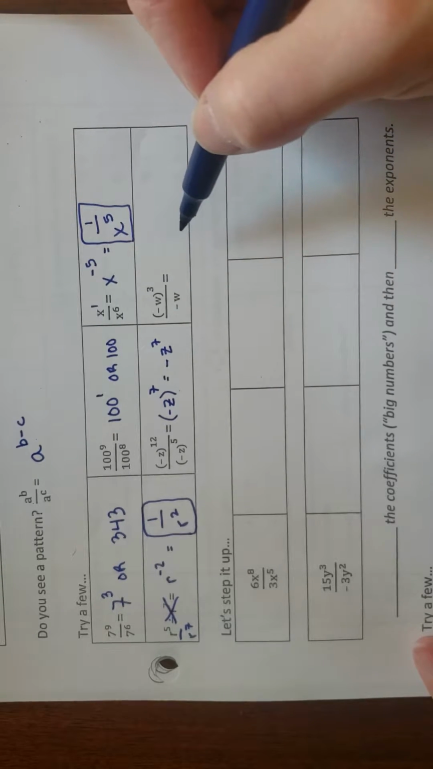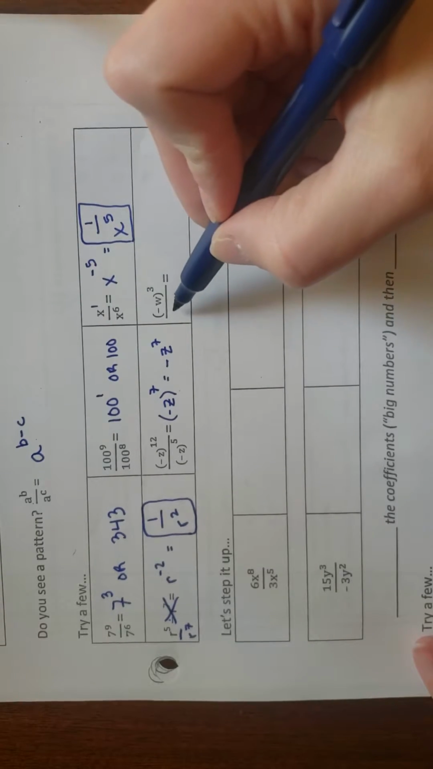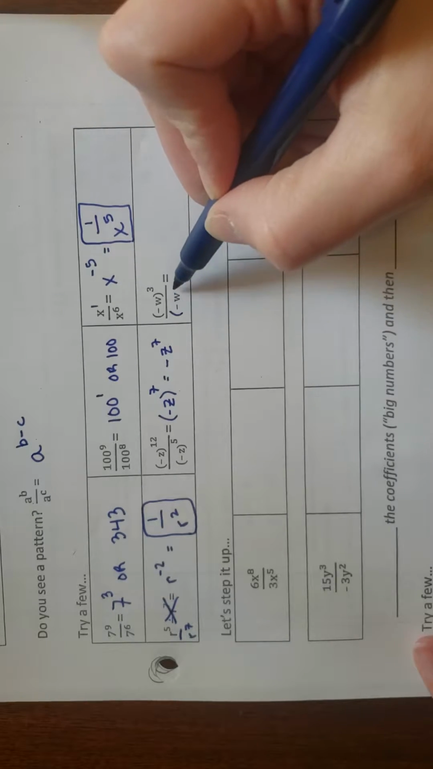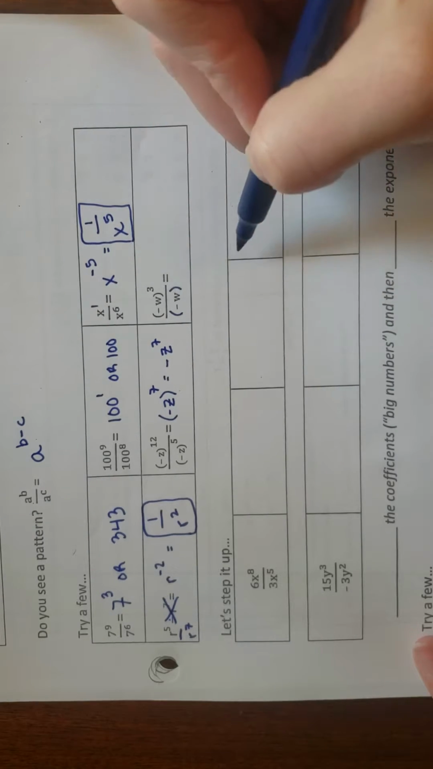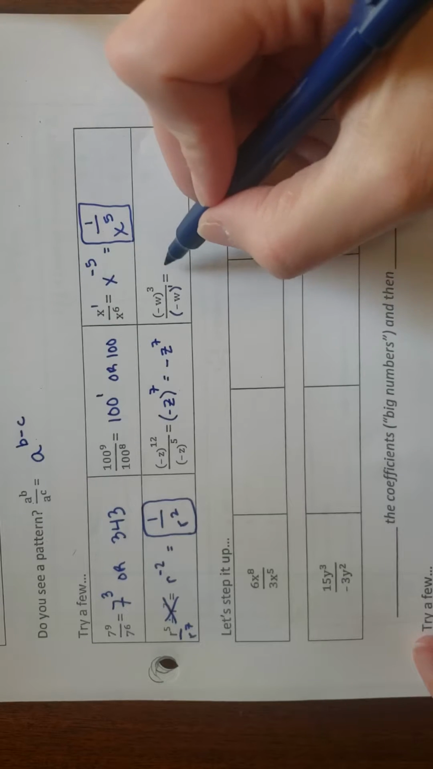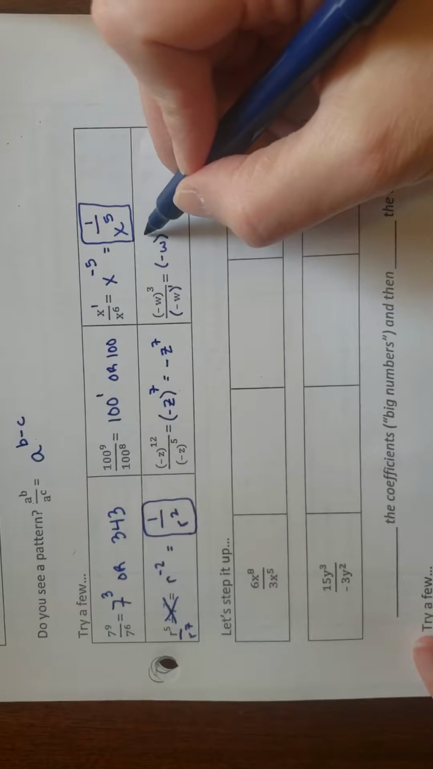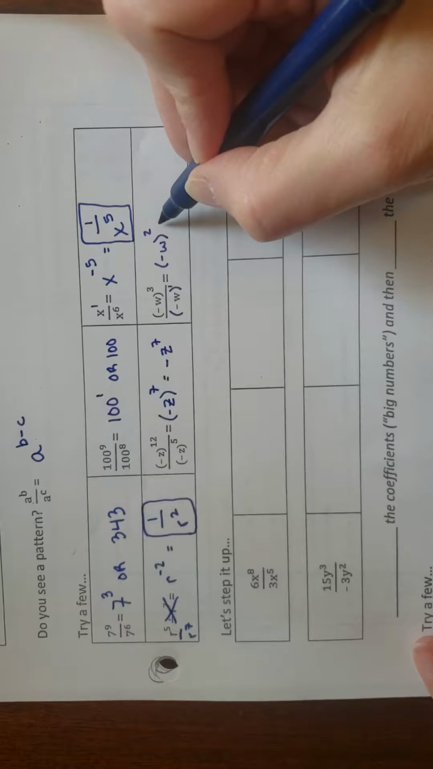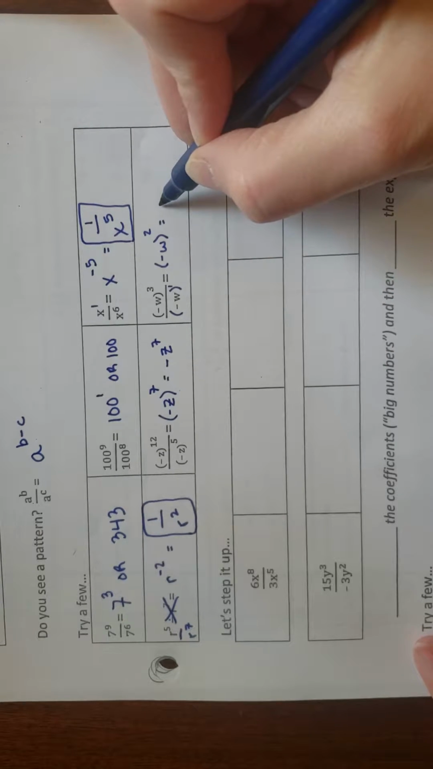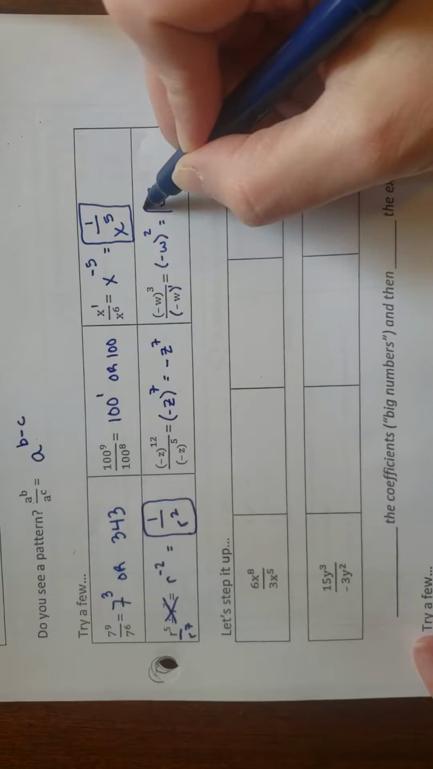Okay, when you have a mix of parentheses and not, ask yourself, would it hurt anything if I add parentheses? That's the right value, and I have one of them, and now I can deal with it. 3 minus 1 is 2. And a negative times a negative is a positive. W squared is our final answer.